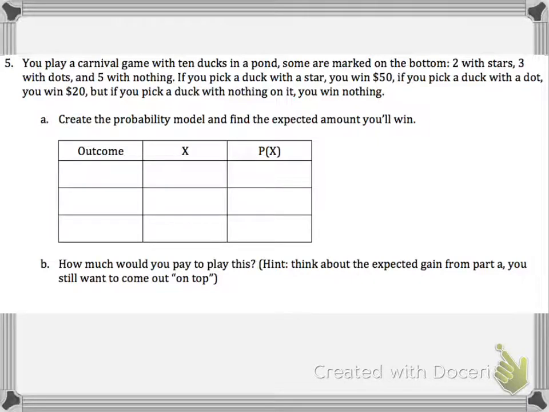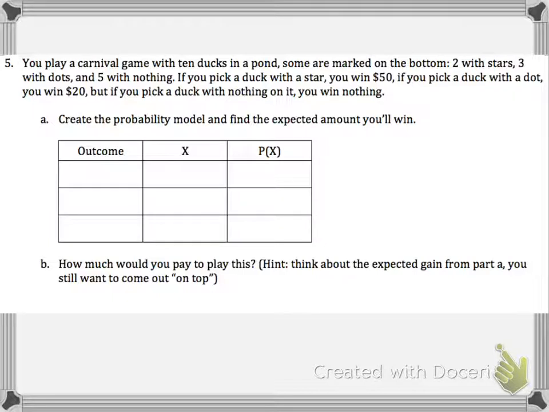Okay, this is the Unit 2 review from the packet, page 21, number 5. This is an expected value problem. You play a carnival game with 10 ducks in a pond. Some are marked on the bottom, 2 with stars, 3 with dots, and 5 with nothing. If you pick a duck with a star, you win $50. If you pick a duck with a dot, you win $20, but if you pick a duck with nothing on it, you win nothing. Create the probability model and find the expected amount you'll win.